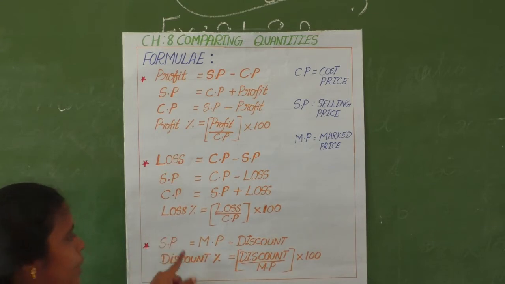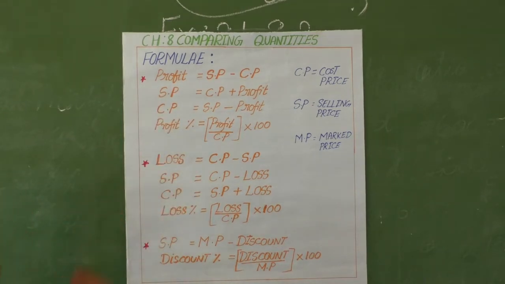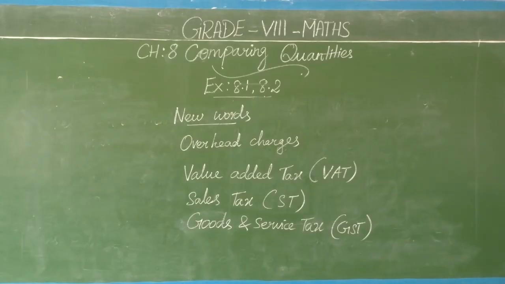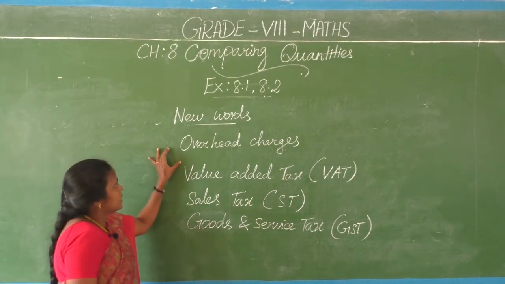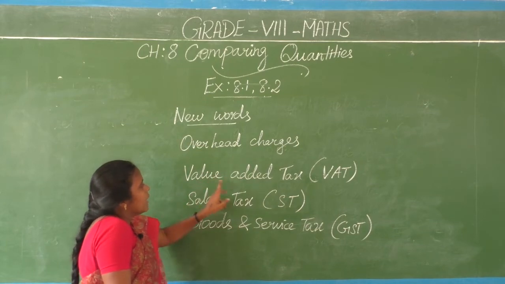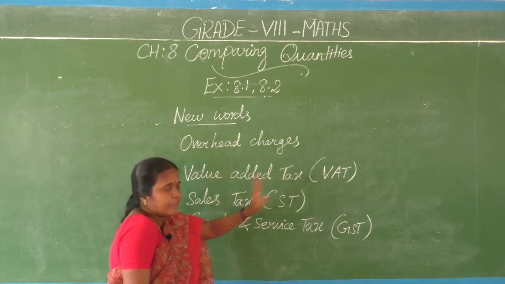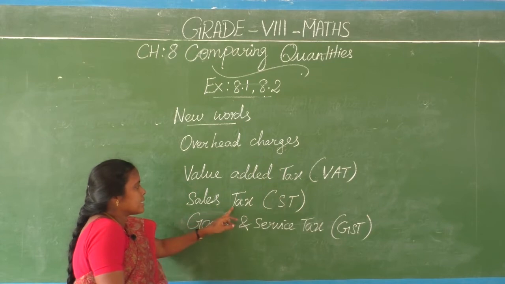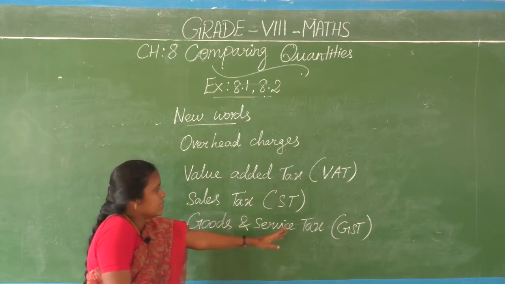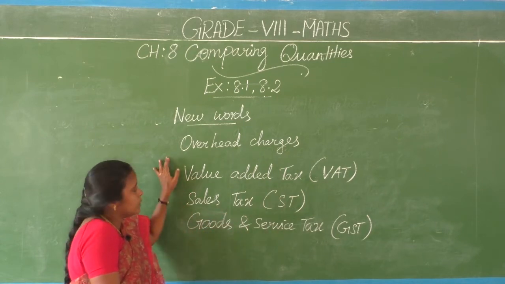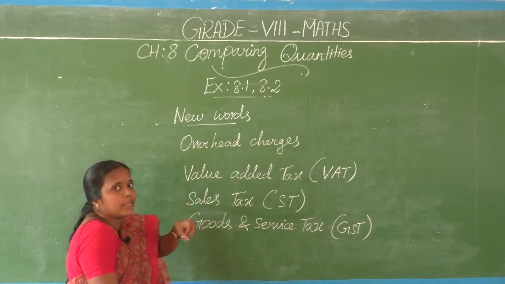This topic we are going to see newly in exercise 8.2. This and already you know well. Not only this, some more new words are coming here. What are those? Overhead charges, value added tax, nothing but VAT, sales tax, ST, goods and service tax, GST. These things you are going to see newly in exercise 8.2.